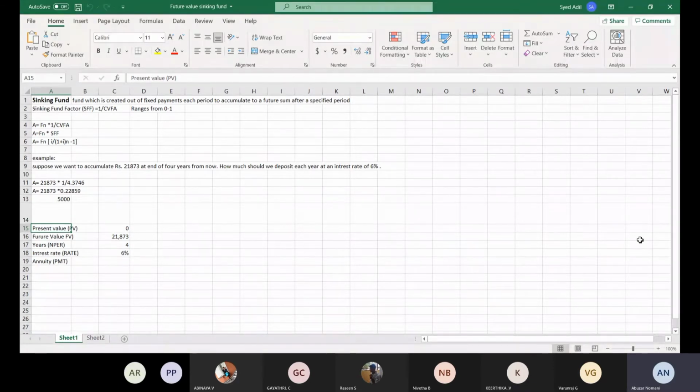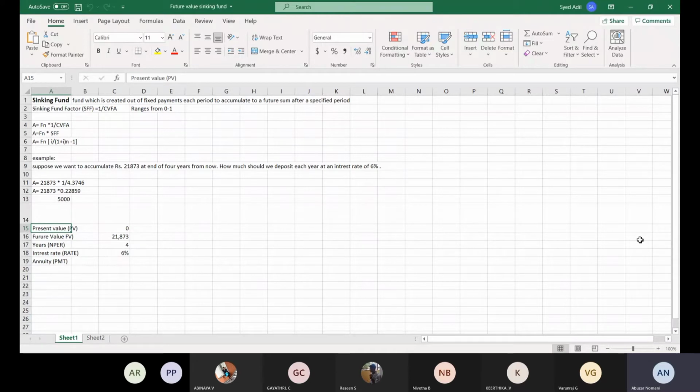Thereafter, we will find out what the CFF, the sinking fund factor, is, and we also have to find out the formula of the sinking fund, how we can calculate the sinking fund. Thereafter, we can also do these calculations with the help of Excel. So now we are going to start with sinking fund.